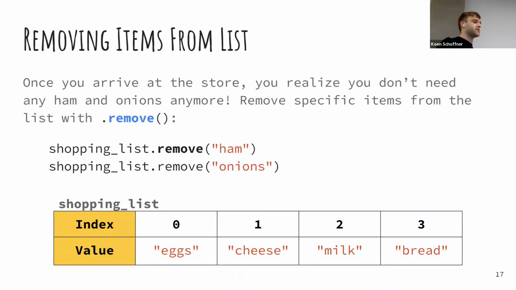And then removing items is very similar, except you can remove by value. So it doesn't matter where it is, as long as you put in the correct name, it will remove it from the list at any point. Okay.